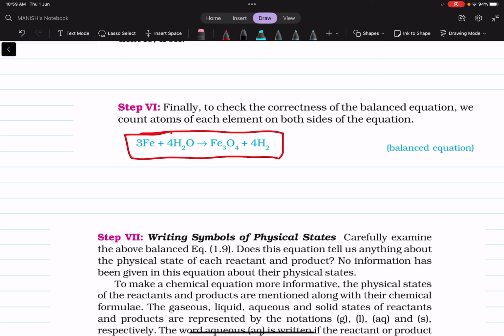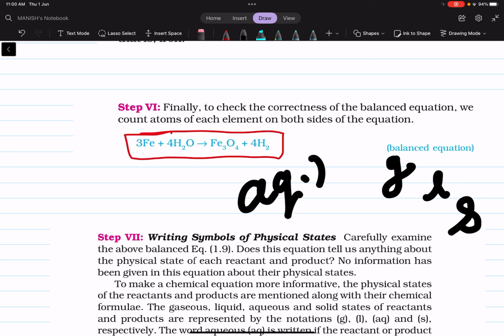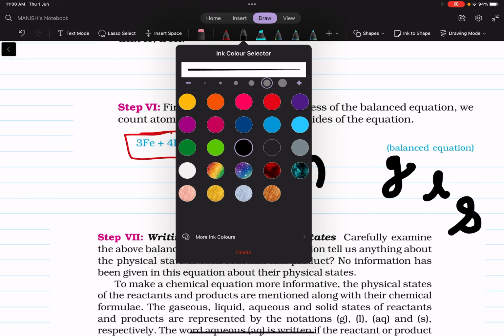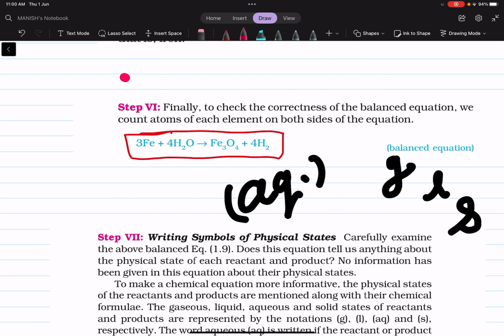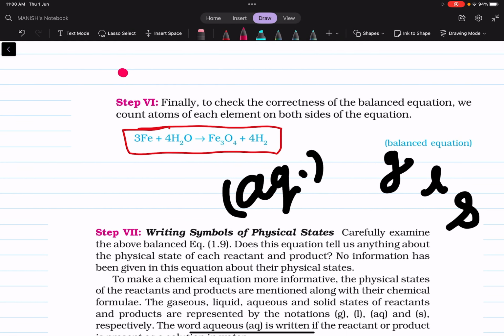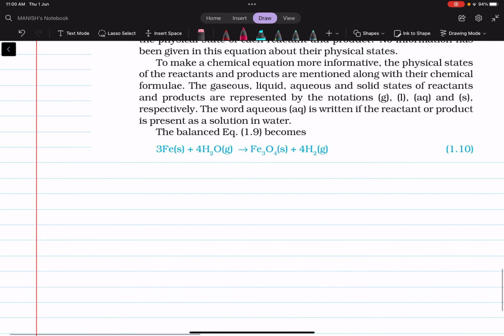and products. Now, if a reactant or product is gaseous, we can use a symbol small g. If it's liquid, we can use small l. If it's solid, we can use small s in the bracket. If it is in a solution phase and the solution is prepared in water, we can use the symbol aq. aq means aqueous. So here, iron is solid. So we can mention here solid. Water is liquid. Iron oxide is solid. And hydrogen is gas. So this is the final balanced equation.